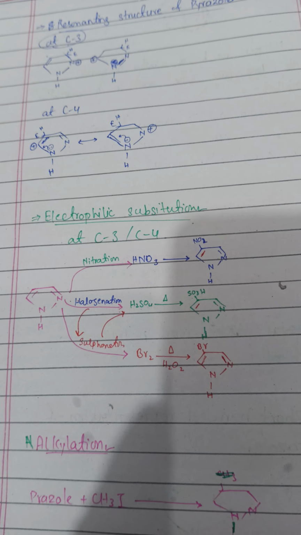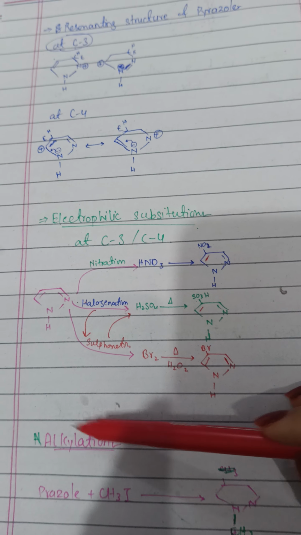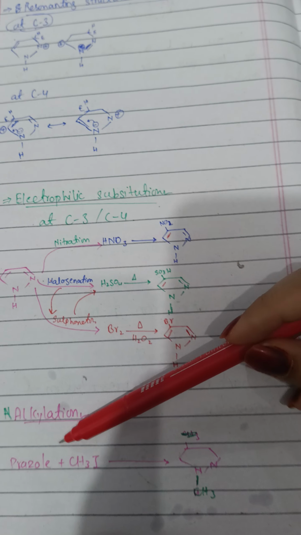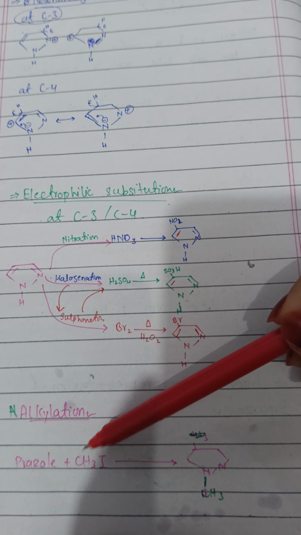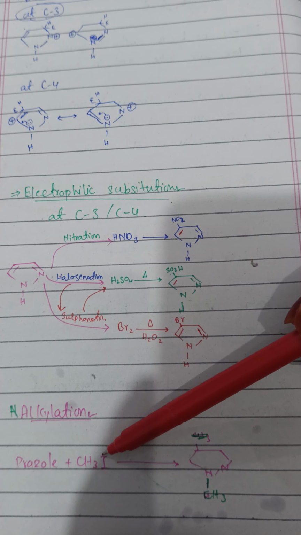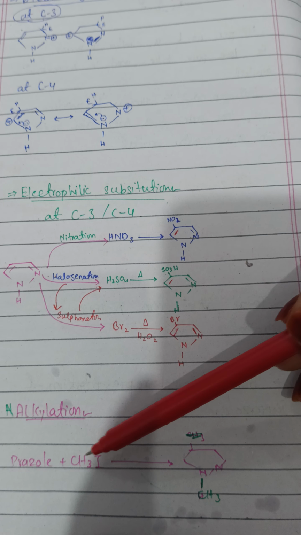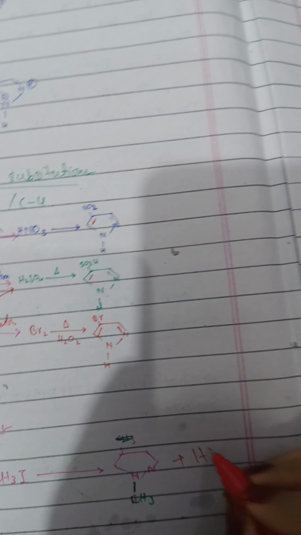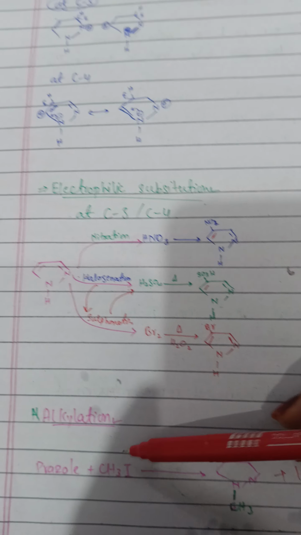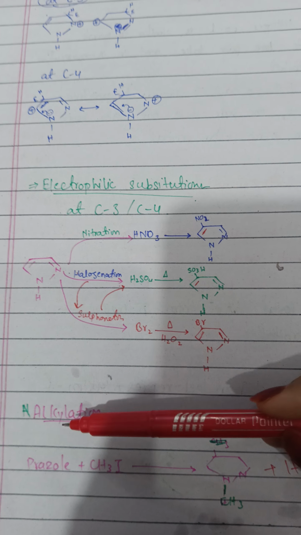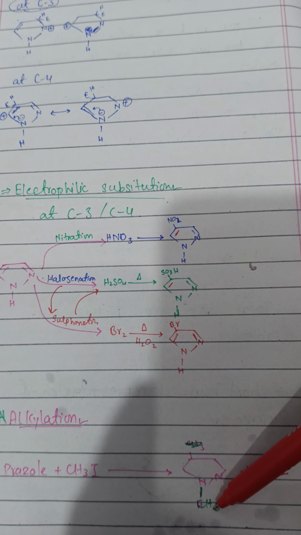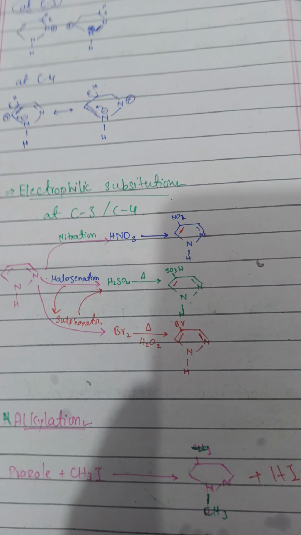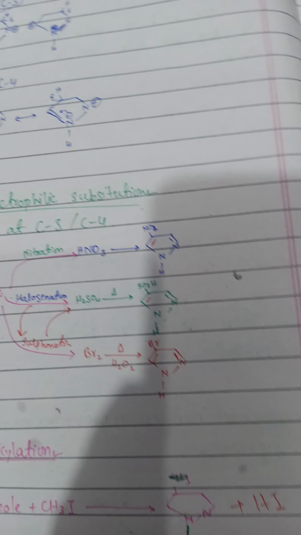Why do we call this N-alkylation? Because the alkyl group is attached at nitrogen number 1. So how does this happen? For example, this is pyrrole and CH3I acts upon it. Then the I group is released in the form of HI, and this CH3 alkyl group attaches at nitrogen number 1 and forms 1-methyl pyrazole. And HI is released.